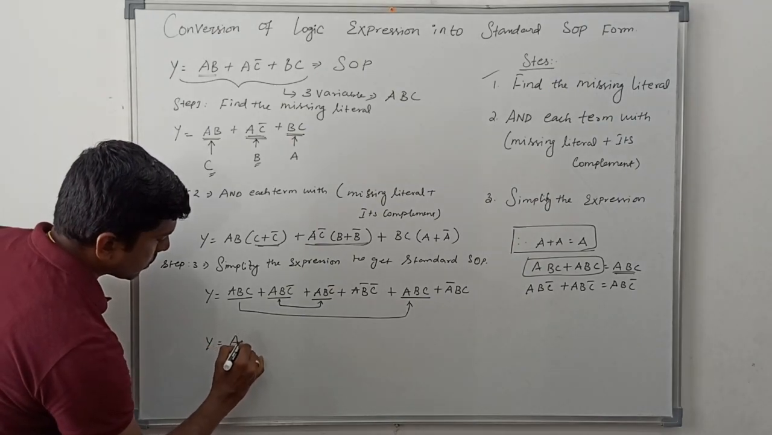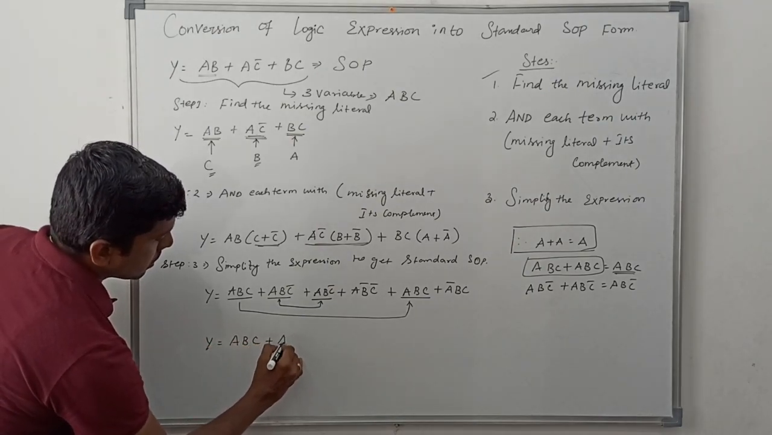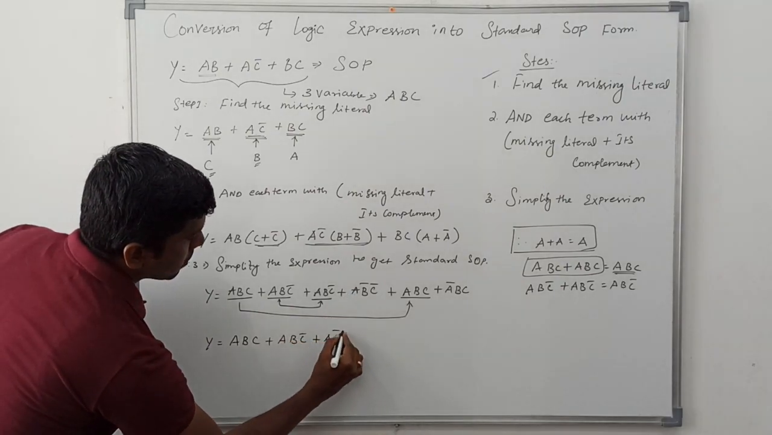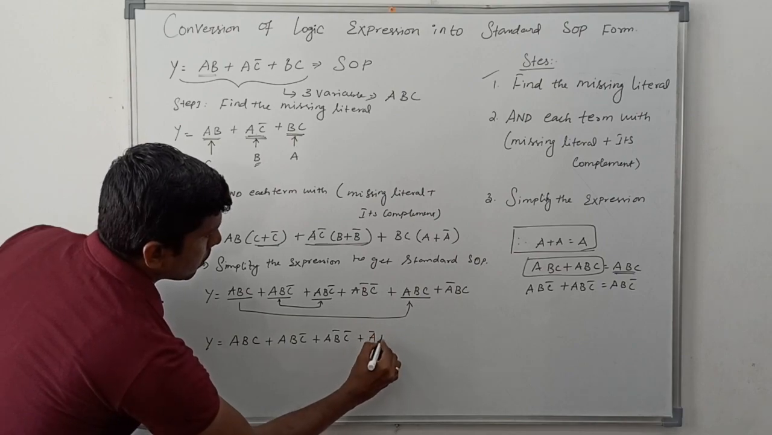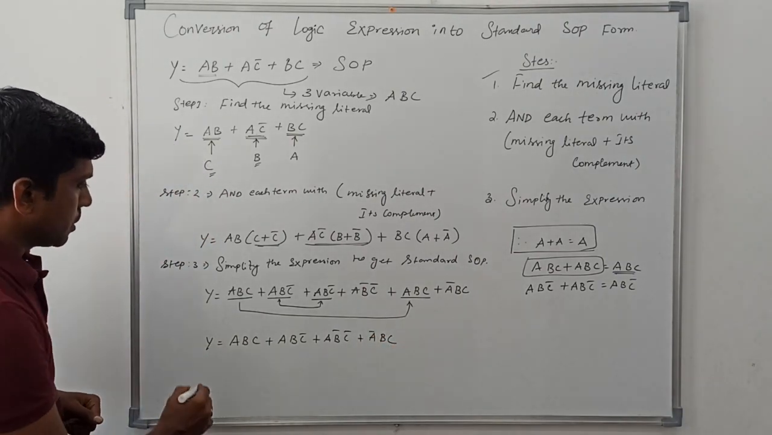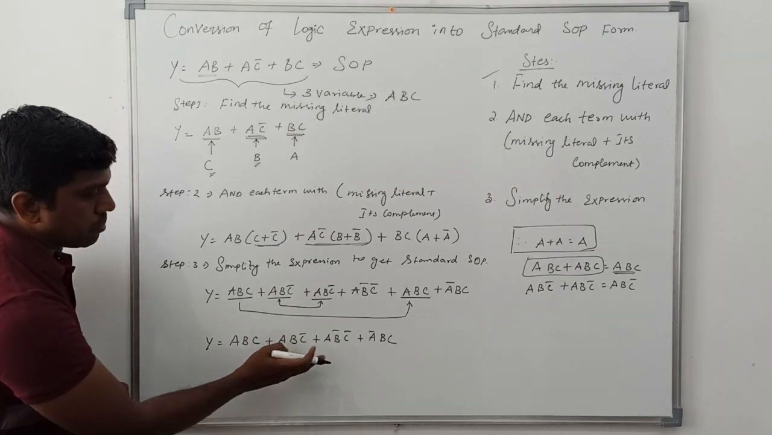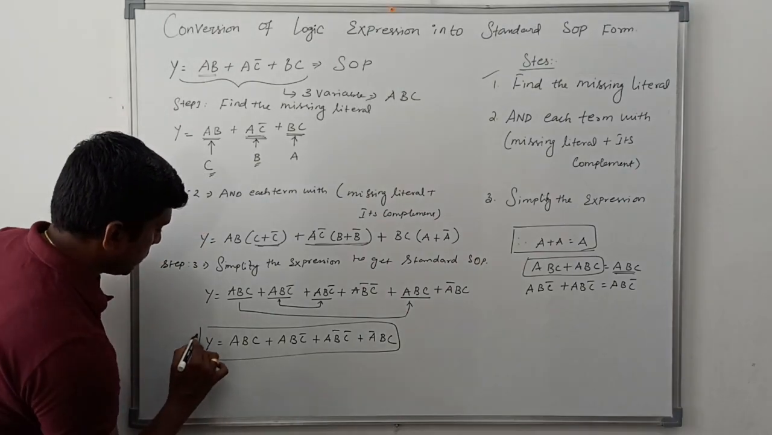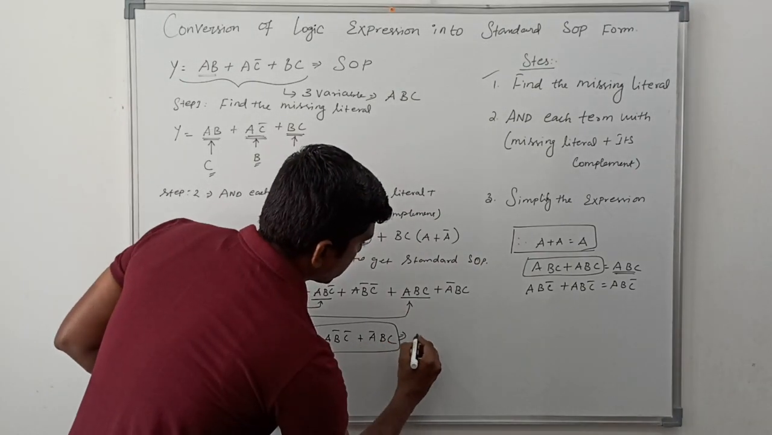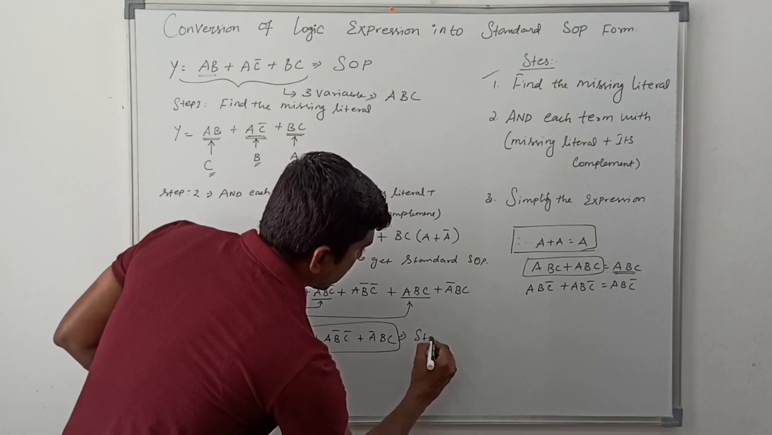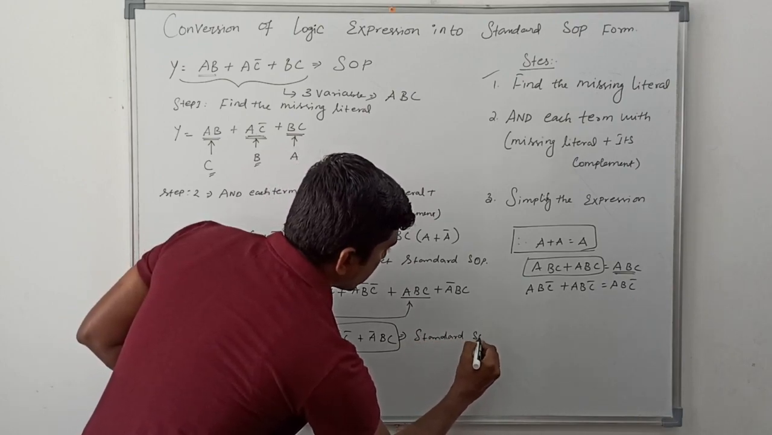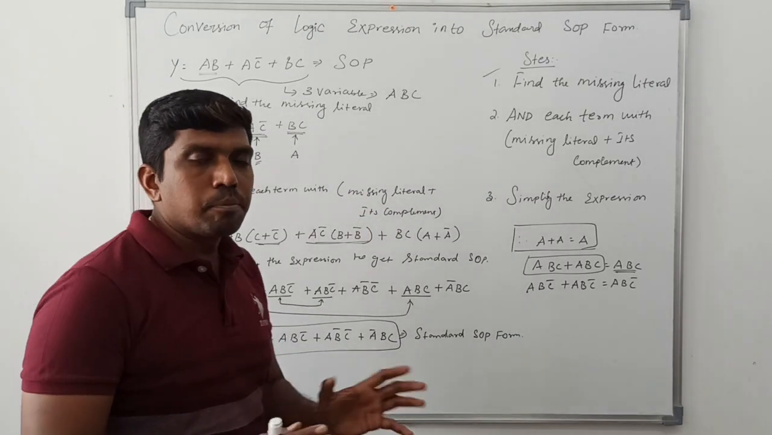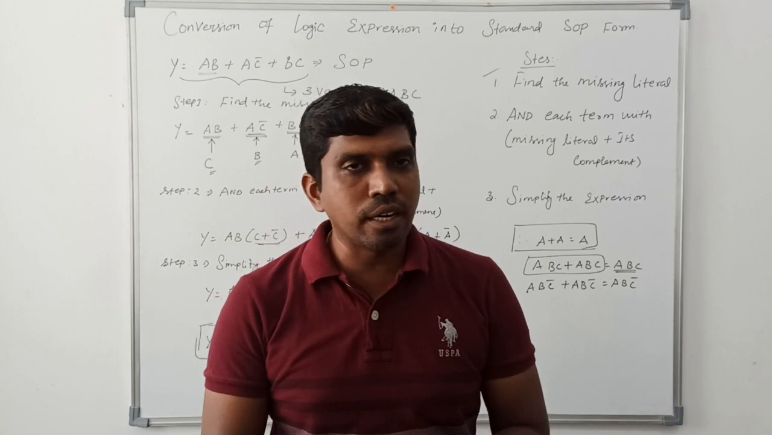So y equal to ABC plus ABC bar plus AB bar C bar plus A bar BC. There is no redundant product term in this logical expression, so this is the standard SOP form. This logic expression is called the standard SOP form. This is the simple way to convert SOP form into standard SOP form.